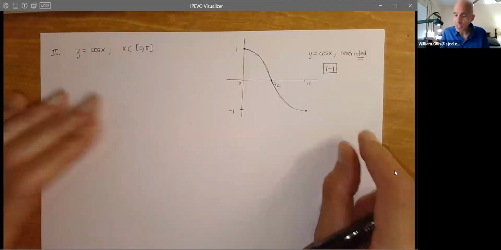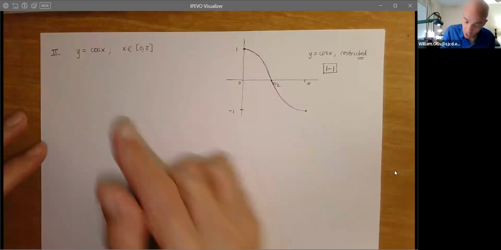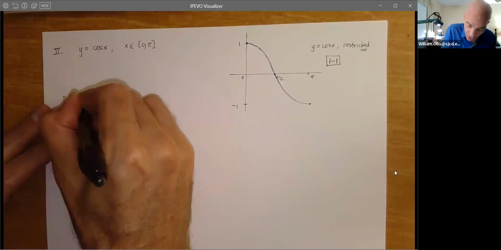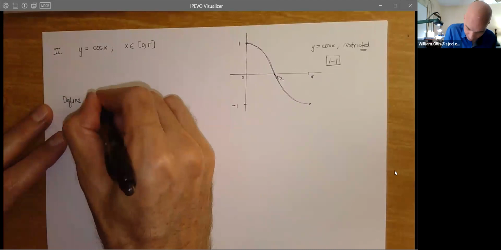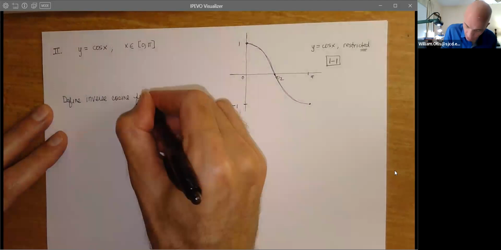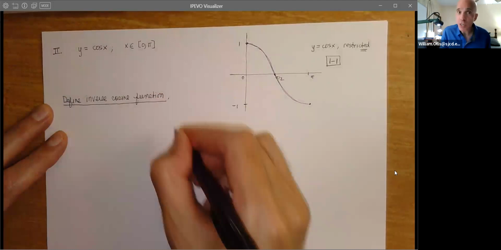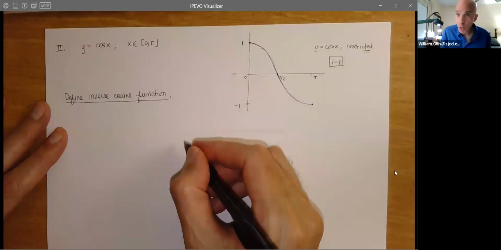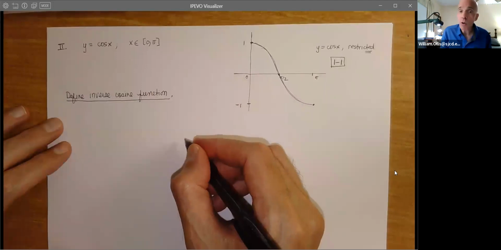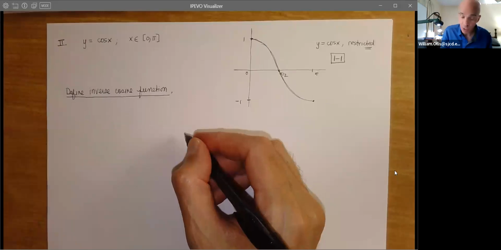And with this piece, we define the inverse cosine function. Now, I'm not doing this for any reason except you need to learn these. And I mean learn them so that it's like boom, right up here, like the unit circle. Otherwise, you will come to grief, and I don't want that. I want you to know this. So please take the time to learn this.